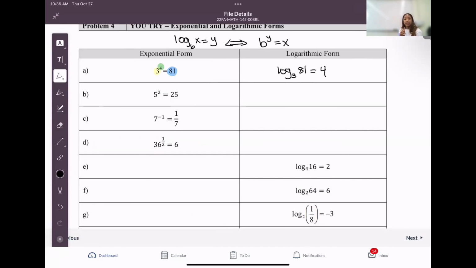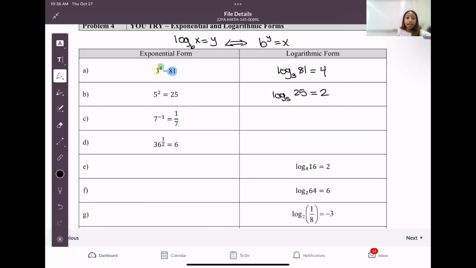Using the same technique, we're going to do parts B, C, and E. Okay. In part B, we have 5 squared equals 25. So our base is 5. We have log base 5. Our answer in exponential form is 25. So of 25, and this should be equal to the exponent, which was 2. Log base 5 of 25 equals 2.